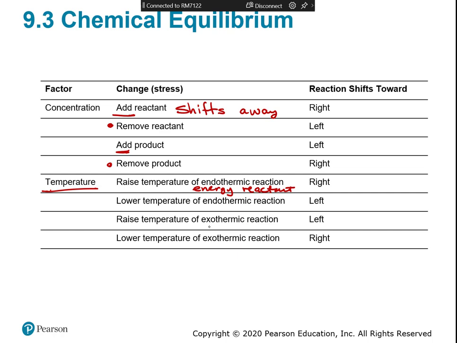If it's exothermic, though, then remember exothermic means that energy or heat is a product. Because exo means to come out. So in exothermic, energy is released. Endothermic, energy is absorbed.